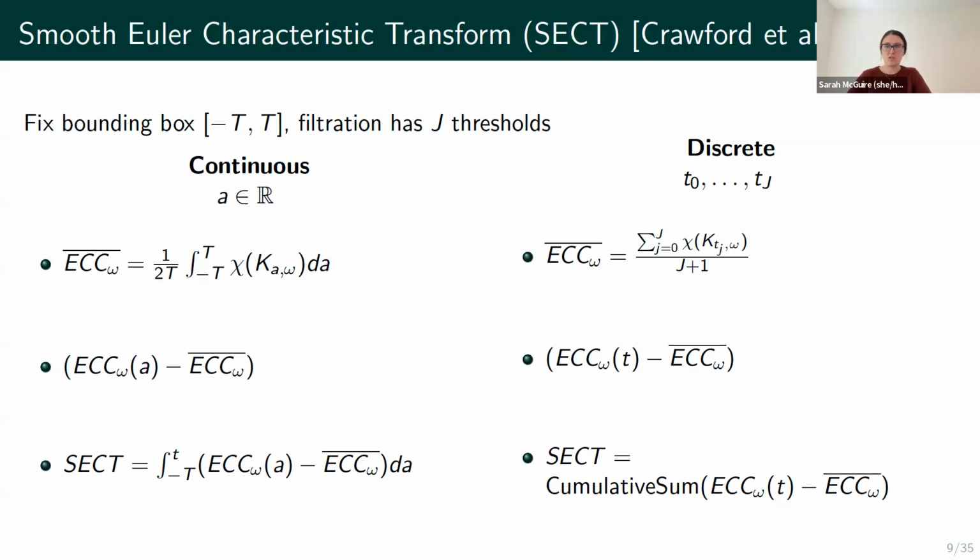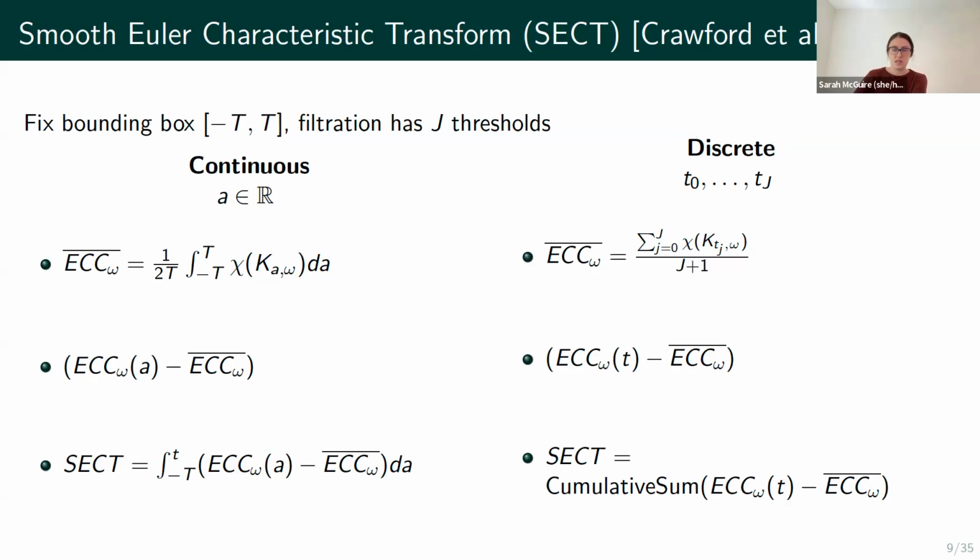So for the computation of the ECT in our specific data sets, what we did was we found a global bounding ball for the entire data set so that we can have the same number of thresholds of a fixed size for each direction of each sample in the data set. So we don't have differently sized thresholds for different directions. So the result is we have this bounding box from negative t to t, and I have a set number of thresholds from t0 up to tj.